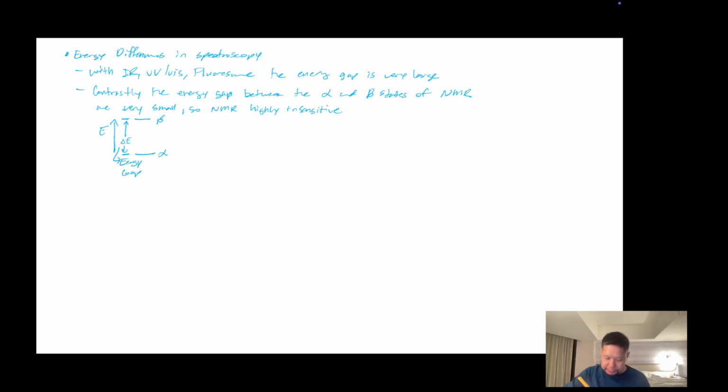Right, that's the energy gap. Oops, I forgot the N in there, sorry. There you go, that's the energy gap.